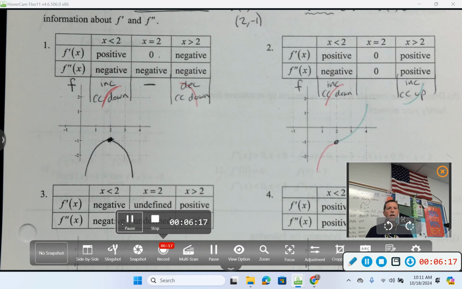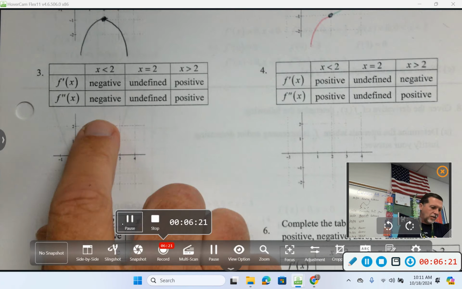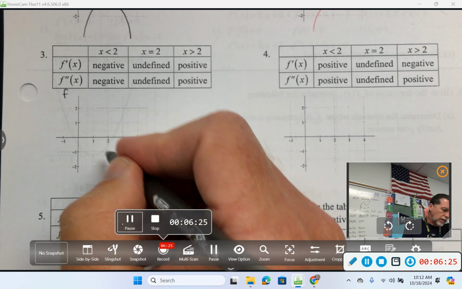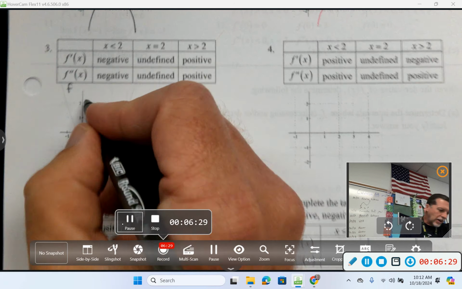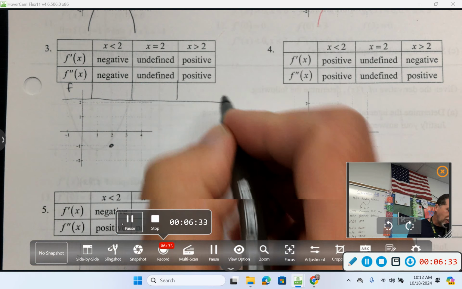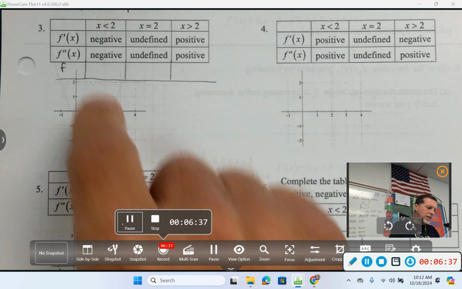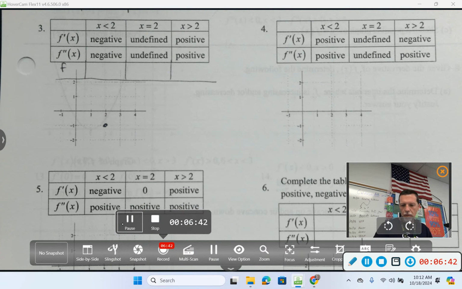All right, why don't you try number 3? This time I'm not going to call on people to fill in the bottom row of the table. If you need the bottom row of the table, that's okay. If you want to try to do it without filling out an extra row, that's okay too. I just think it's helpful to force yourself to slow down and think about what does it mean when f prime is negative? What does it mean when f double prime is negative?